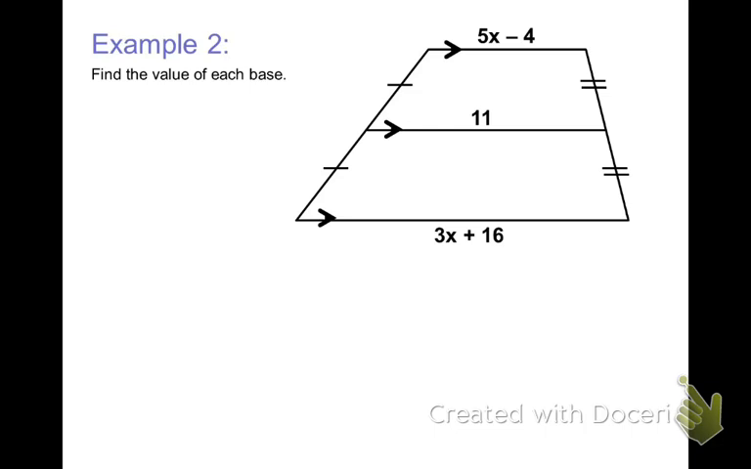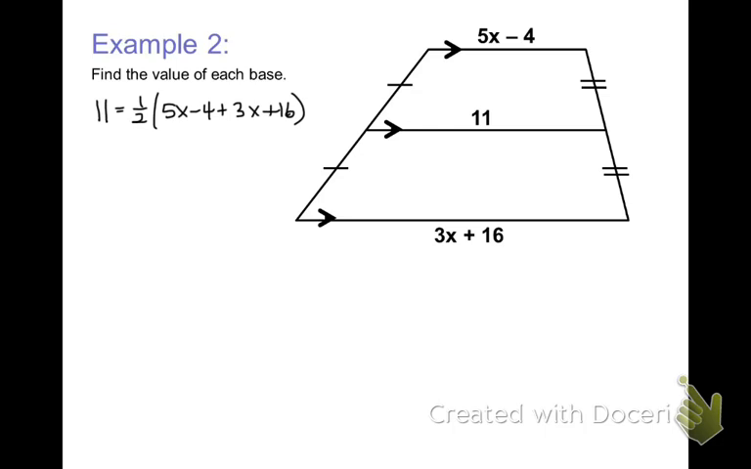211 is equal to 5x minus 4. So he's saying, let me write out the other one. We have the two expressions. You could write that the mid-segment, which is 11, equals half of the sum of the two bases: 5x minus 4 plus 3x plus 16. That was the first way I told you you could write it. Add up the two bases, divide them by 2 to get the average.